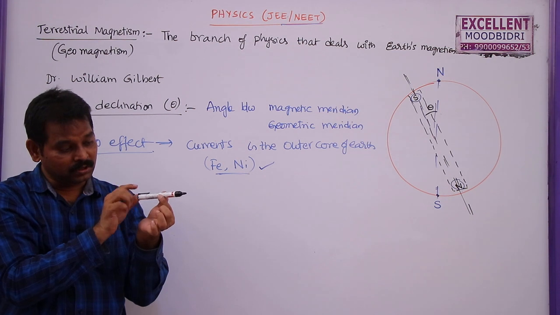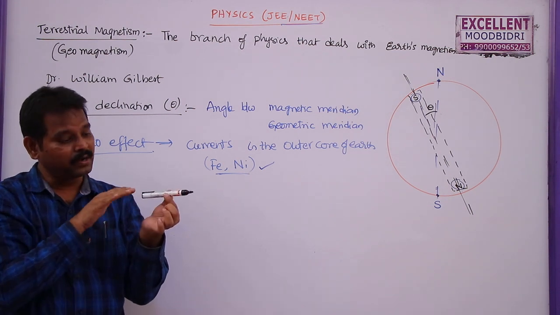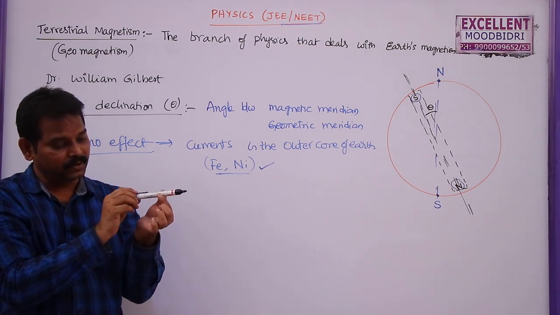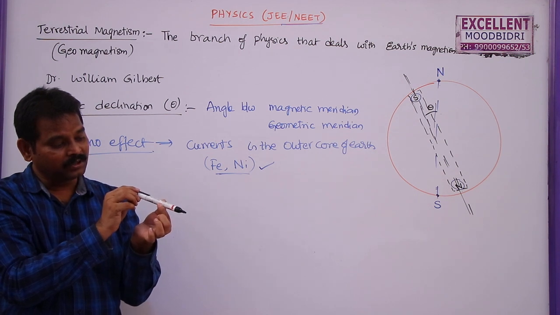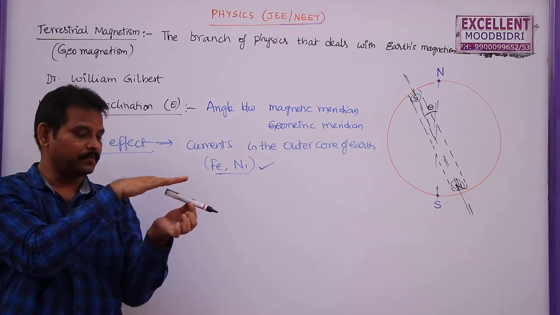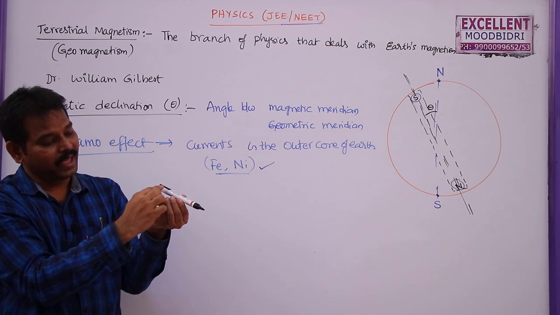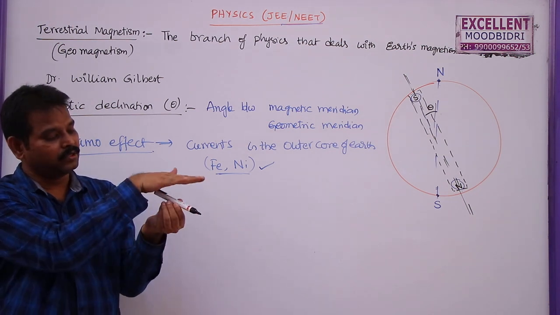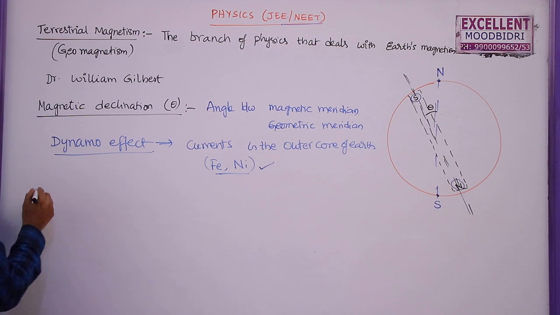It is also observed that this suspended bar magnet is not horizontal to the surface of Earth; it is slightly inclined to the surface of Earth. Let us say this is the surface of Earth, now it is inclined to this. The angle made by this suspended bar magnet with the horizontal is called the dip angle. So I am writing this as magnetic dip.